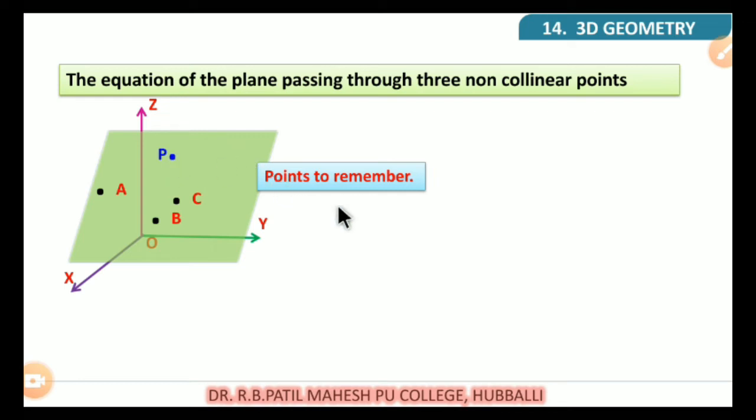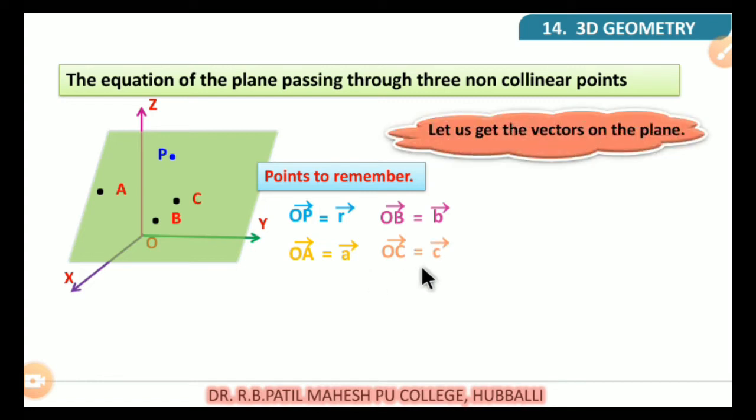Now we have to remember some points. OP is the position vector of the point P, which is equal to r vector, and OA is the position vector of the point A, so this can be taken as small a vector. OB vector is the position vector of the point B, so this can be taken as b vector. OC vector is the position vector of the point C, so this can be taken as c vector. Let us get the vectors on the plane now.